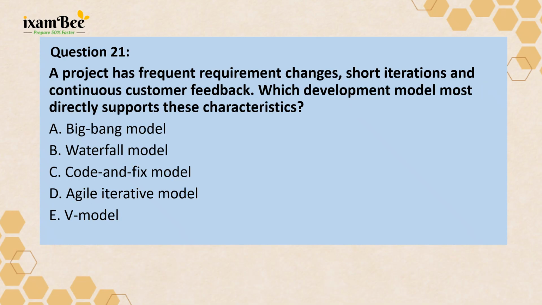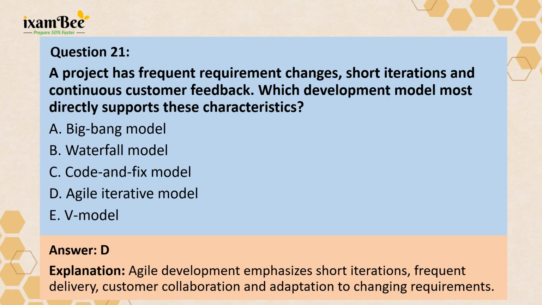Now this is the next question. A project has frequent requirement changes, short iterations, and continuous customer feedback. Which development model most directly supports these characteristics? The correct answer here is D, Agile Iterative Model.